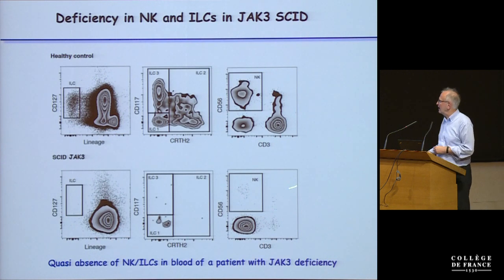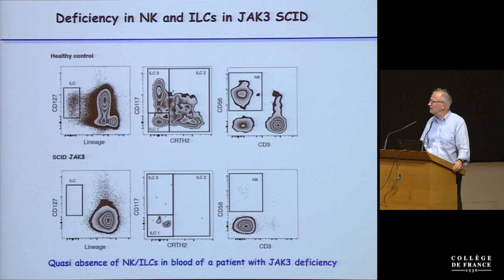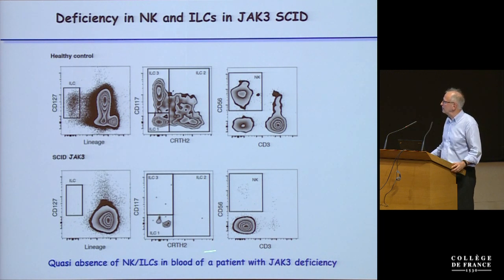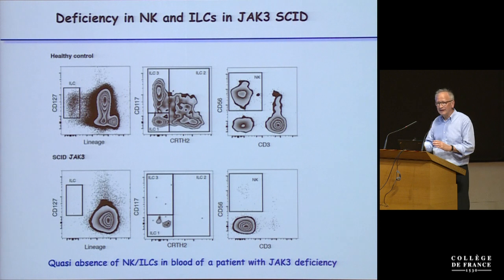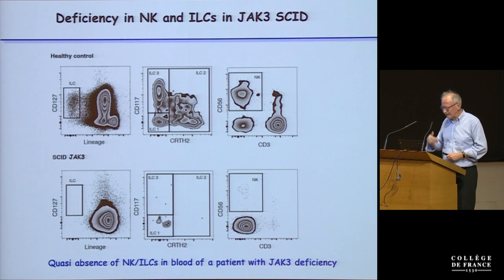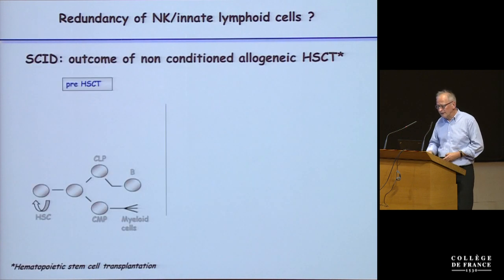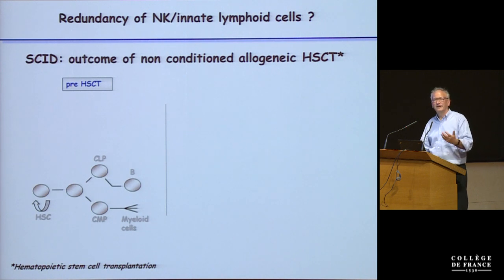Indeed, those patients lack T cells, this is here, they lack NK cells, and they lack the different ILC 1, 2, and 3 as appropriately stained with relevant antibodies. This is an example of the blood of a patient with a severe combined immunodeficiency, the disease caused by JAK3 mutation, compared to a control. So again, this is an observation, but it doesn't mean much in itself. But those patients are treated by allogeneic bone marrow transplantation.